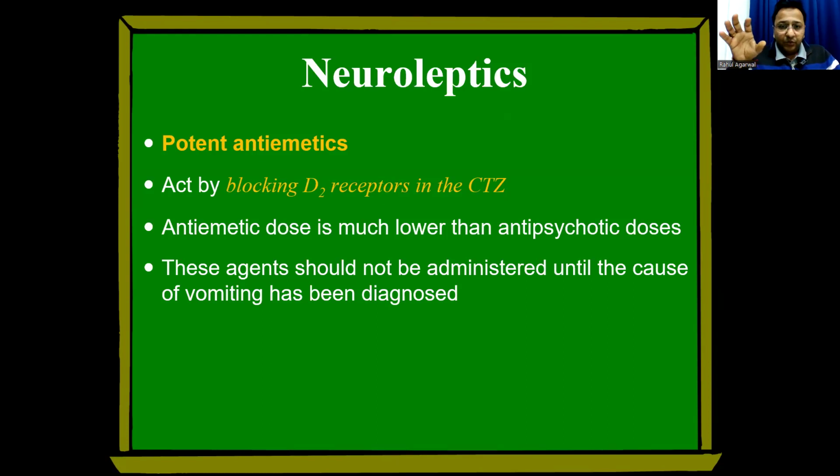Neuroleptics. I have told you neuroleptics are D2 blockers that block the D2 receptor. At a higher dose it will behave as an antipsychotic, and at a lower dose it will behave as an antiemetic. They are not very commonly used, and should not be administered until the cause of vomiting has been diagnosed, because by blocking the D2 receptor, they can have many adverse effects. What adverse effect can we see with D2 blocking? In the CNS, when there is less dopamine, extrapyramidal symptoms can be seen. So it is not a very safe drug, and we don't use neuroleptics as antiemetics.